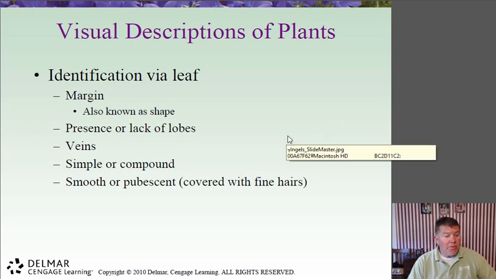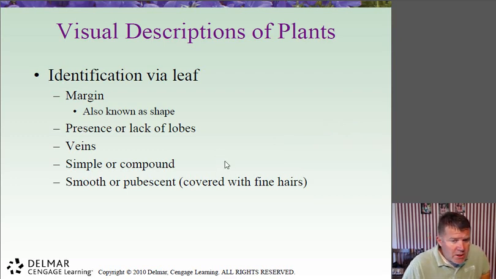Especially when we finish and we're not using this book for a class or two, I would have these. Also, Michael Dirr's Plant Materials book. Bridwell has some good descriptions of your leaf shapes. But we can also determine, by the presence or lack of lobes, veins in the leaves, whether it's simple or compound. And then if it's smooth or pubescent, then that means that it's covered with fine hairs.